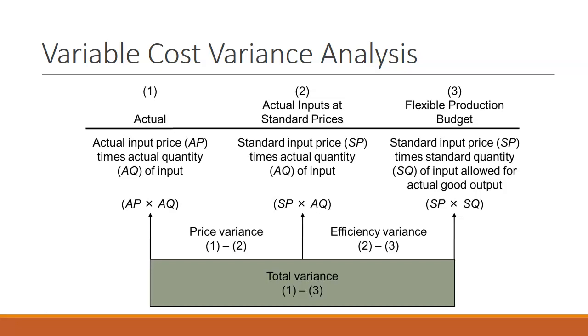In the middle, we have our standard price times the actual quantity. And then our flexible budget is standard quantity times standard price. And we use these same calculations for every single one of our variable analyses. So when we look at direct materials and direct labor and other variable rates, we're going to look at the price and efficiency variance and the total variance.